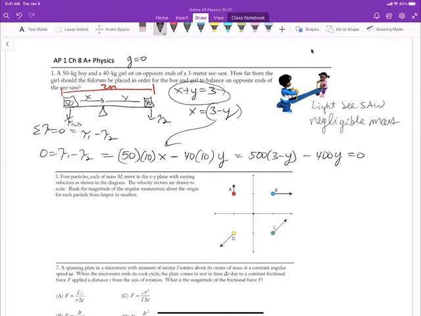And y is the distance the fulcrum is located from the girl. And y is equal to 1.66 meters.